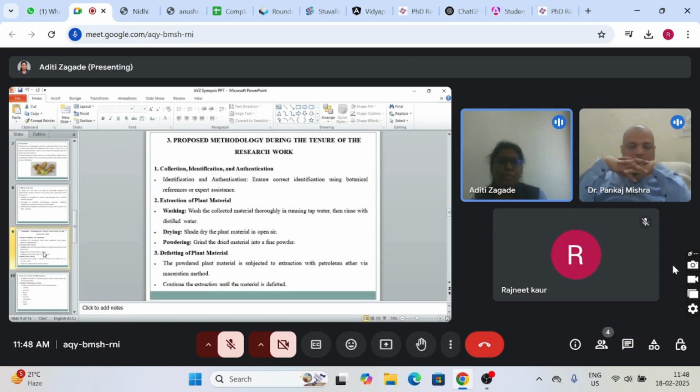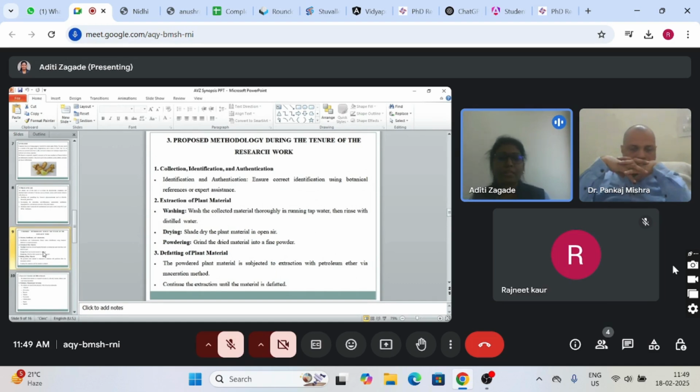Then the proposed methodologies during the tenure of the research work. Proposed methods of the work. First, collection, identification, and authentication. Identification and authentication includes ensuring correct identification using botanical references or expert assistance. Second, extraction of plant material. In that, washing of the collected material thoroughly in running tap water, then rinsing with distilled water, drying and powdering, grinding the dried material into fine powder.